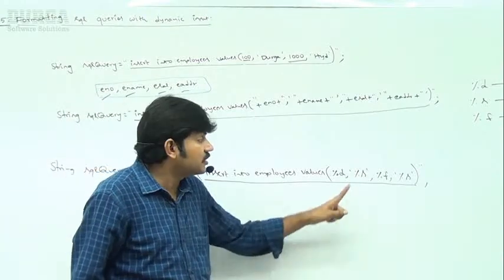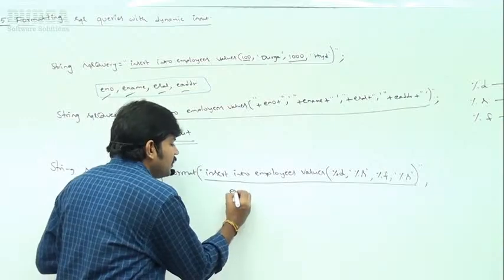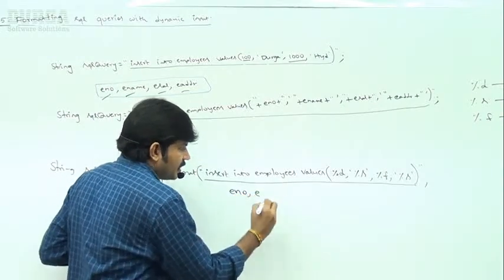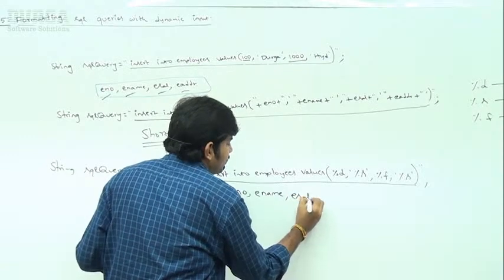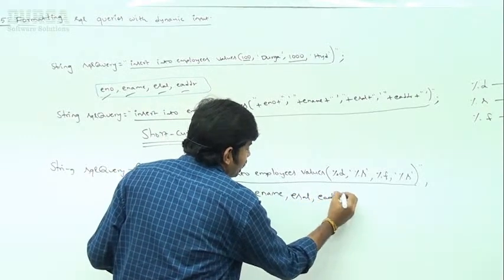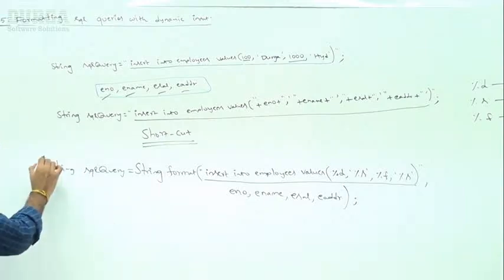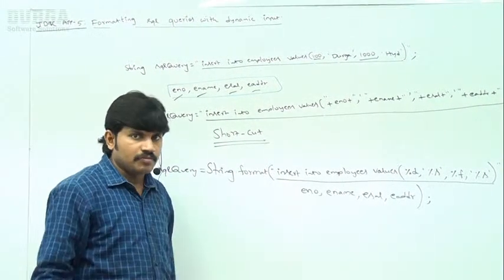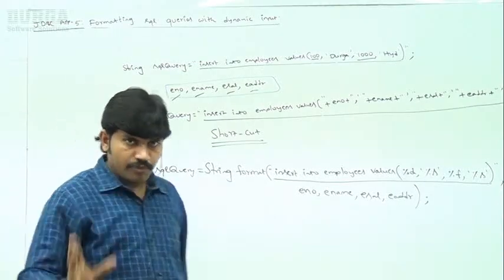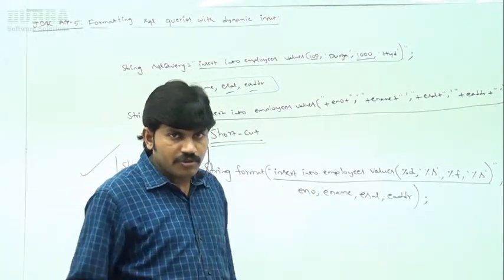Now the remaining arguments are the variables you used. Percentage D means enum, percentage S means ename, next percentage F means esal, percentage S means e-address. That's all, sir. It is an alternative way to format an SQL query with the dynamic input. Are you getting it? In my programs, it is highly recommended, better to follow this approach. Are you getting it? So it's very easy.